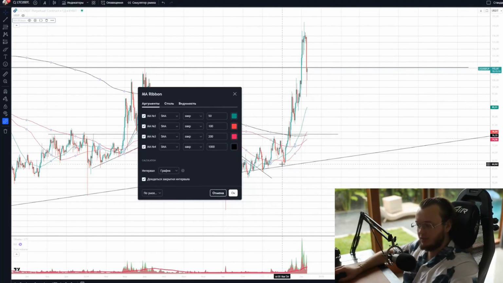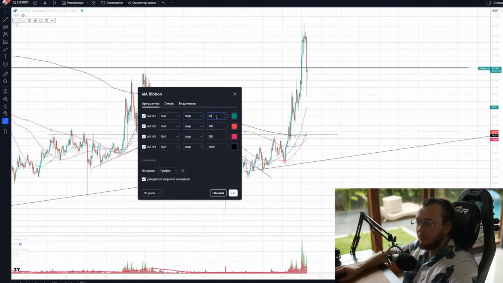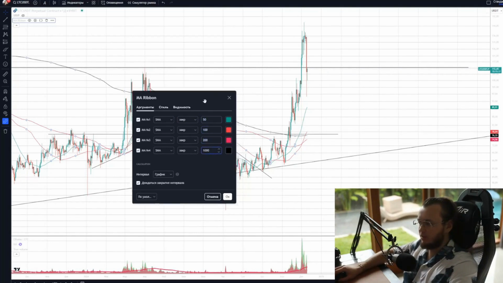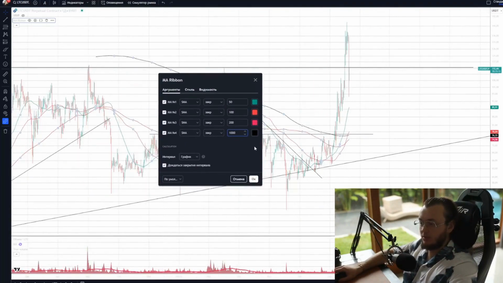I use all moving averages as SMA, which stands for simple moving average. Not exponential, not volume weighted, no. A regular standard moving average. I use them, of course, based on the closing. I don't know a single person who uses them based on any other indicators. The values are 50, 100, 200. 1,000 is just for interest. You can do without that little black one. So for trading, you only need 50, 100, and 200. I sometimes use 1,000 just to observe. It's interesting to see what the average price was over 1,000 periods.